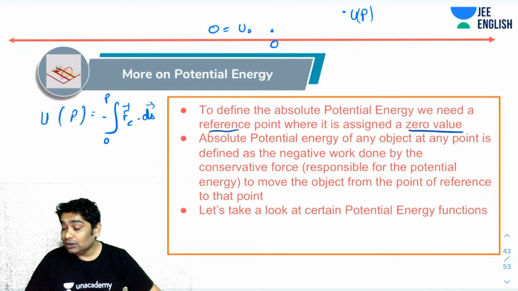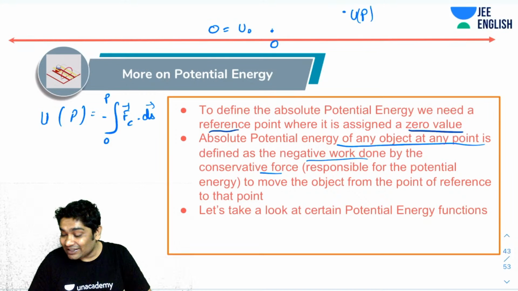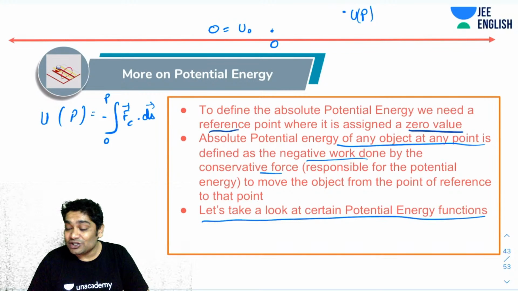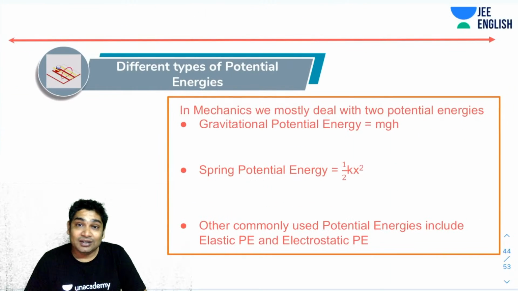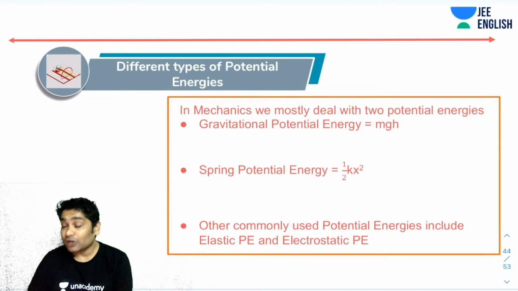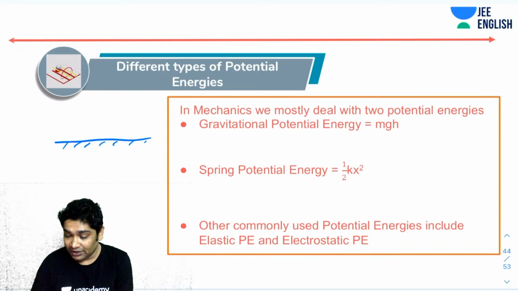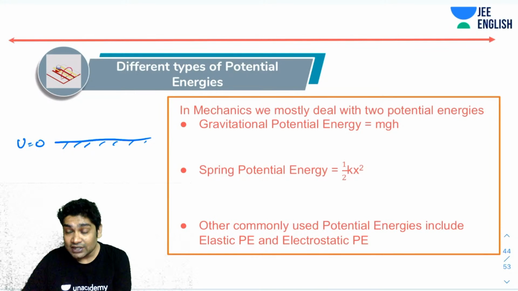Absolute potential energy of any object is defined as the negative work done by a conservative force. So this I have already explained. And now let's take a look at certain potential energy functions. You can use this definition and you can find the equations of potential energies of different forces. For gravitational potential energy, we usually take the ground as the zero level. You say that this is where you will call your gravitational potential energy to be zero.